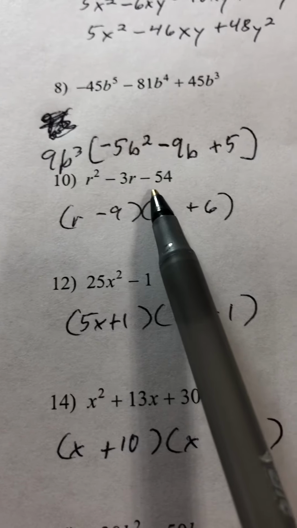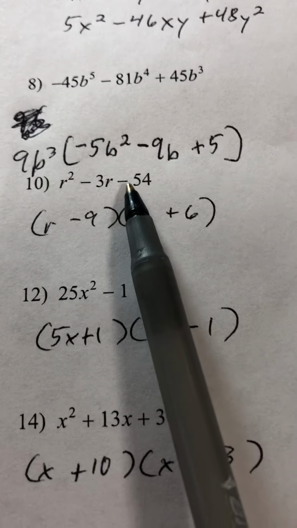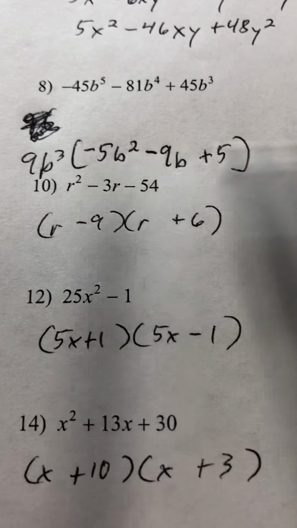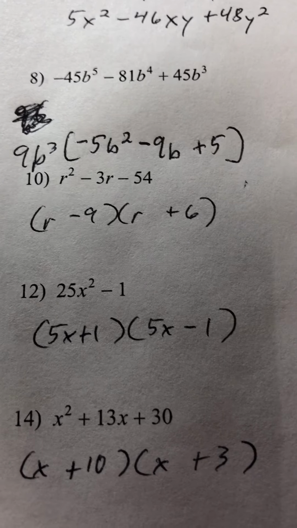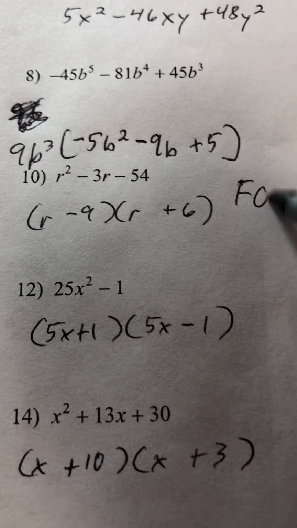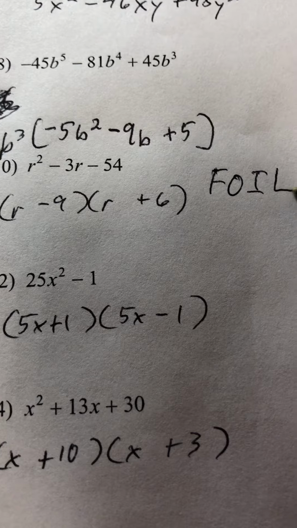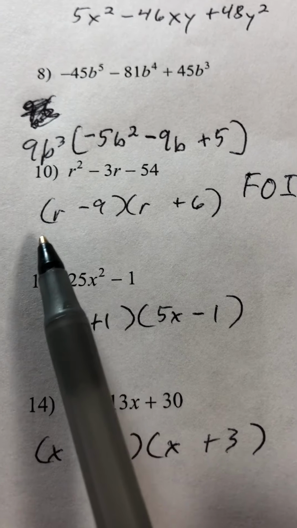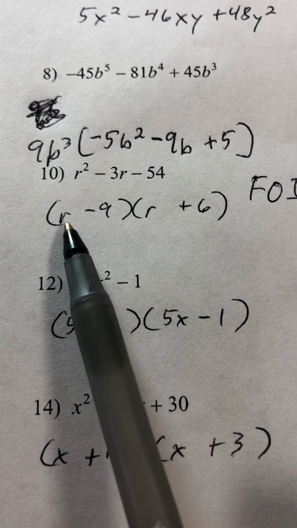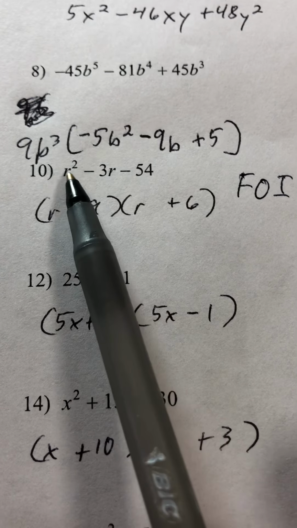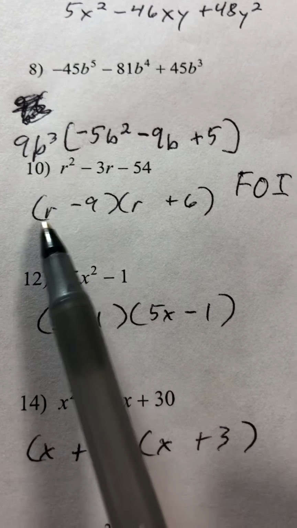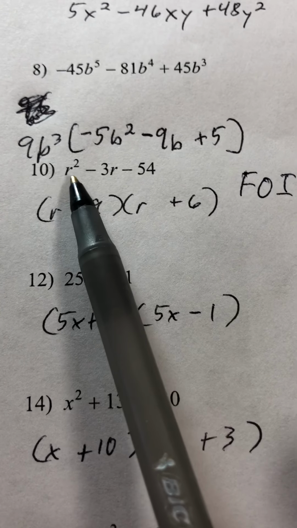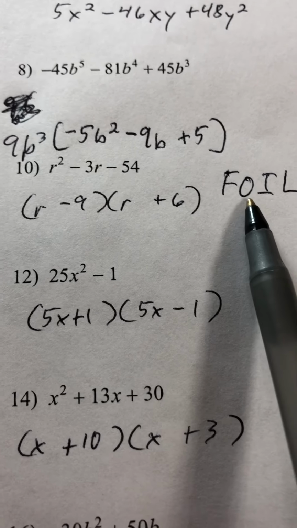This one, I could do the opposite of the FOIL method. So remember, when I figure this out, I'm looking for something I can multiply the first and the first by to get r^2. Well, that would just be r times r, right? Just thinking of FOIL backwards.